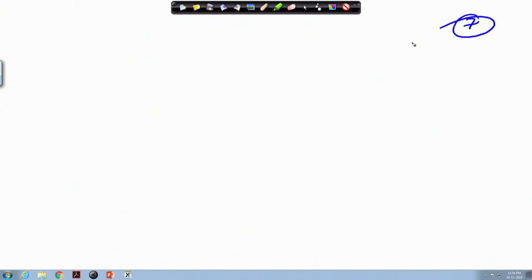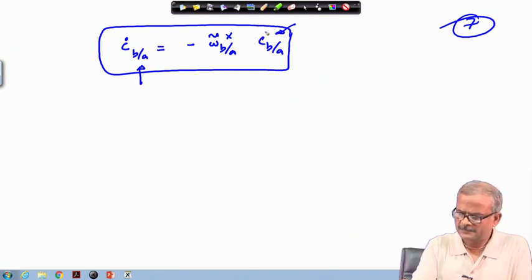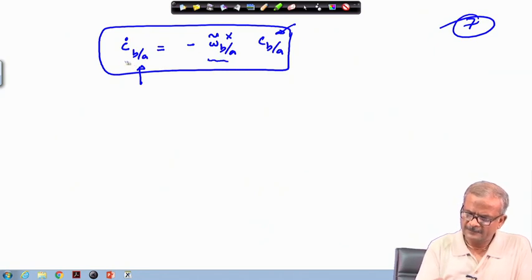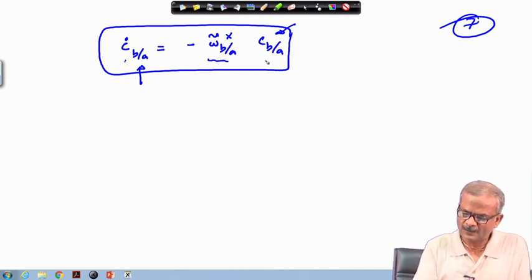Okay. So, once we have got the rotation matrix and C dot B slash A, we have written this as minus omega tilde B slash A cross times C B A. If you look into this matrix, at any instant the matrix elements are available to you. If you know the omega at a particular instant of time, you can get the matrix element at the next instant of time by numerically integrating it.